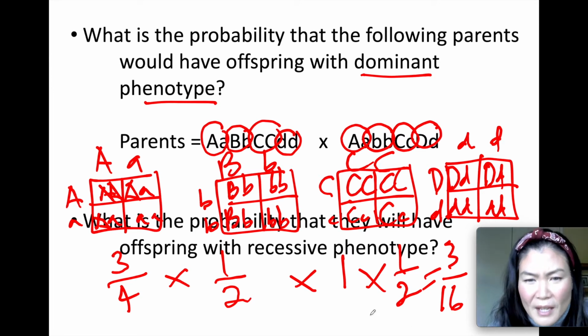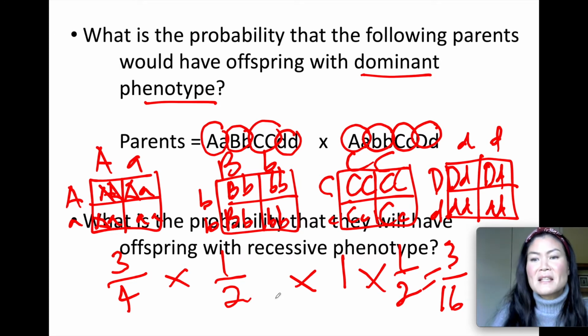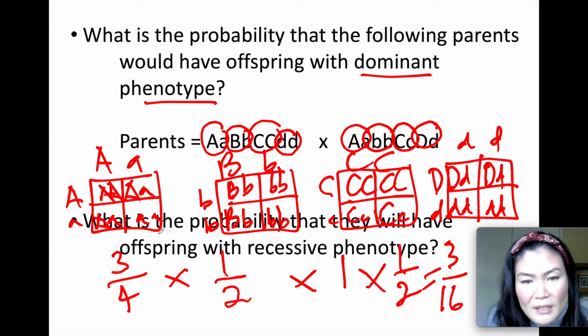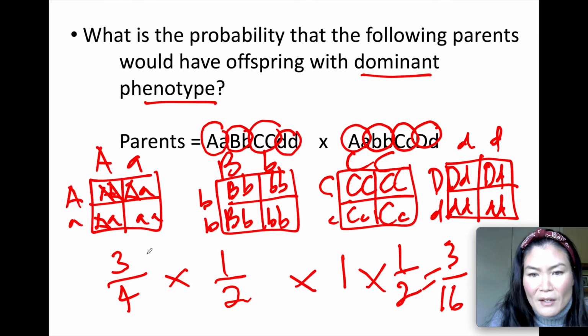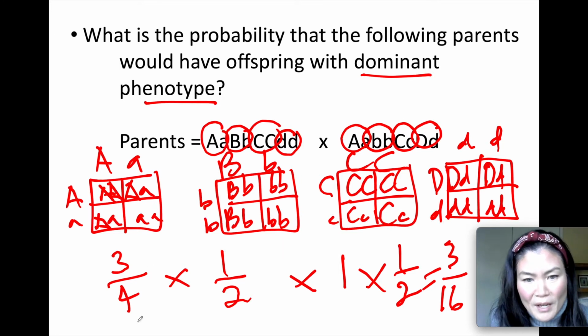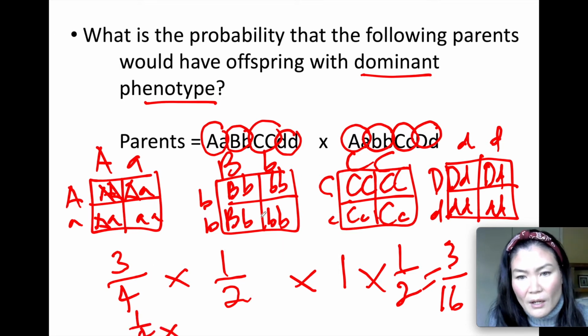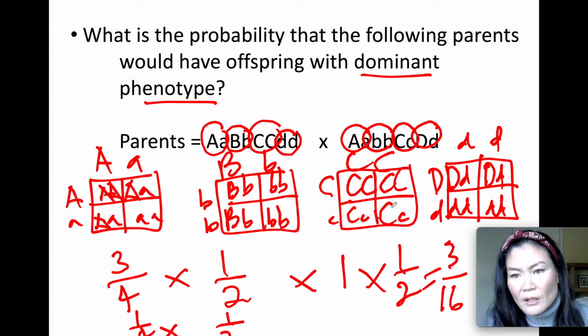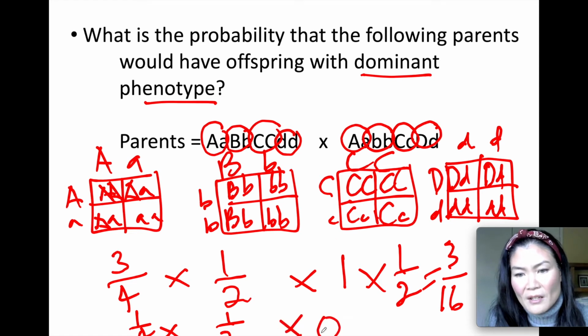Okay, next question is down here. What is the probability that they will have offspring with the recessive phenotype? Dang it. Let me move that out of the way so I can actually see. So 1 out of 4 times 1/2. Okay, here's the dealio, guys. Do you see any with the recessive phenotype? 0, none. And then guess what? You can stop your math there. Don't waste your time, right? Because anytime you have a 0, you multiply it by 0. What's the answer? 0. Okay?